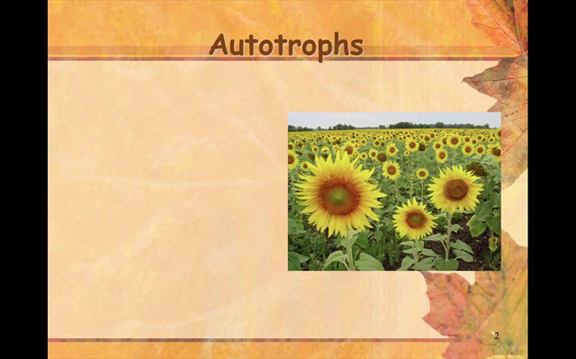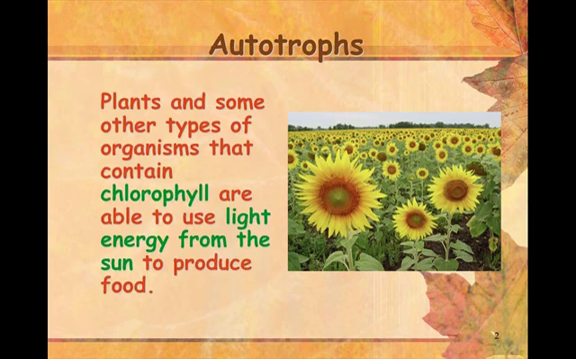If you recall, autotrophs are plants and some other types of organisms that contain chlorophyll. And if you recall, chlorophyll is the green pigment that is in plants. These are able to use light energy from the sun to produce food through the process called photosynthesis.